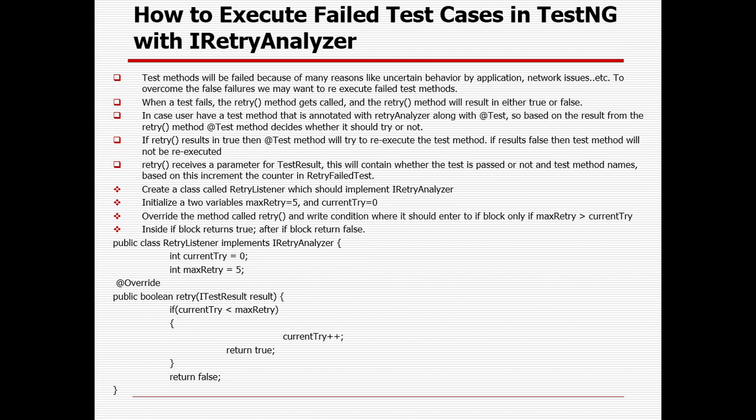That means 6 times. So override the method called retry and write a condition where it should enter the block only in case max retry is greater than the current try. Obviously it should be greater than, otherwise there is no point. In case it is less than, it will definitely not go to the negative one, right? Inside the if block, return true. I will try to show you how we can implement it.